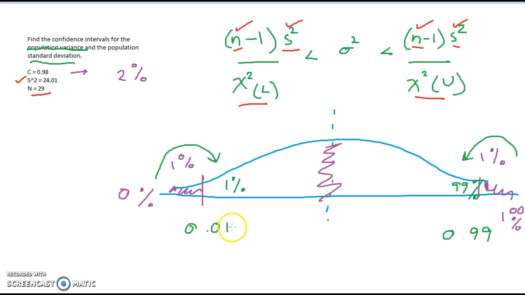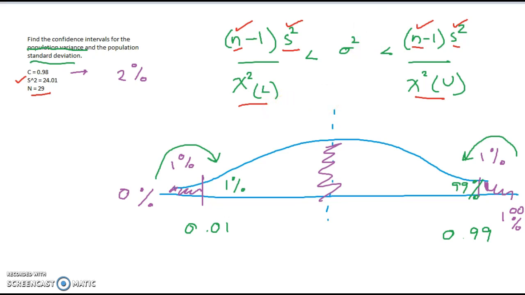So that means we know that given a 98% confidence interval, the lower end has to be 0.01 and the upper end has to be 0.99. Now, to calculate confidence intervals for population variance, we need to use the chi-square distribution.